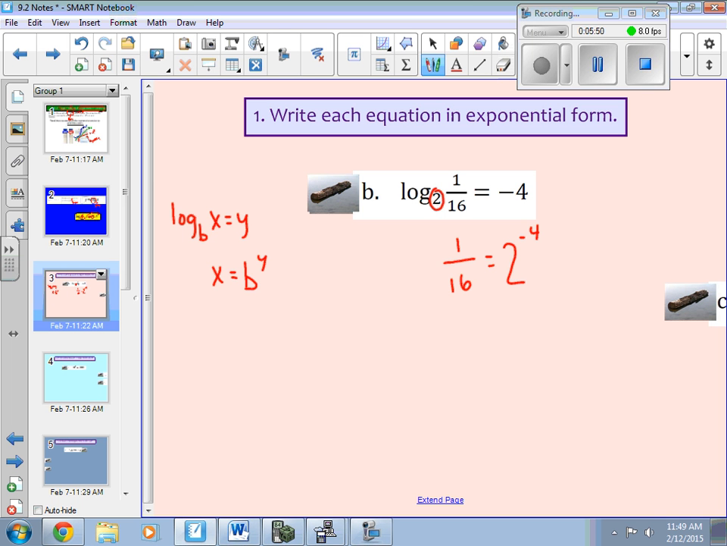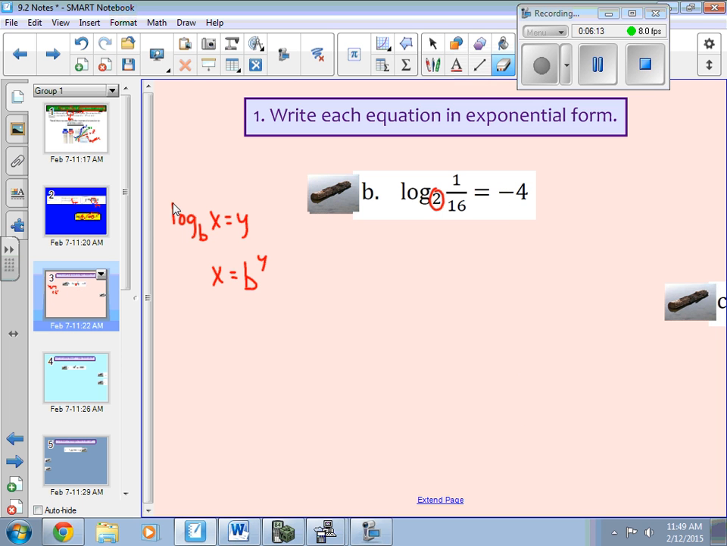I think so, yeah. Remember we talked about how if a number has a negative exponent, we can move it from the numerator down to the denominator and it becomes a positive exponent. If you go on your calculator and do 2 to the 4th power, we do get 16, so 1/16 equals 1/16. All right, I want you guys to try out C right now.